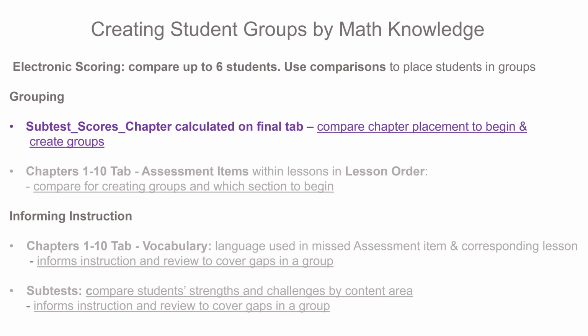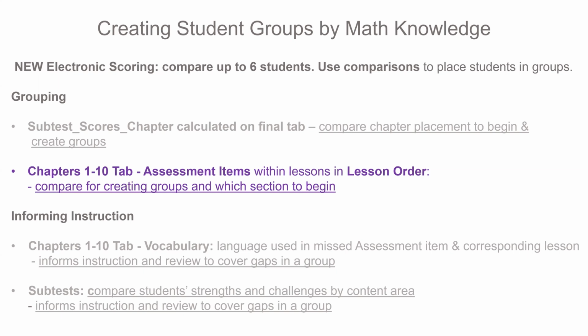Earlier, we saw the subtest scores and chapter placement at the bottom of the final tab, subtest scores chapter. For our example today, Freddie, Libby, and Sam are all placed in Chapter 3. We have a group of students we are hoping can be placed together in a common section of Chapter 3.